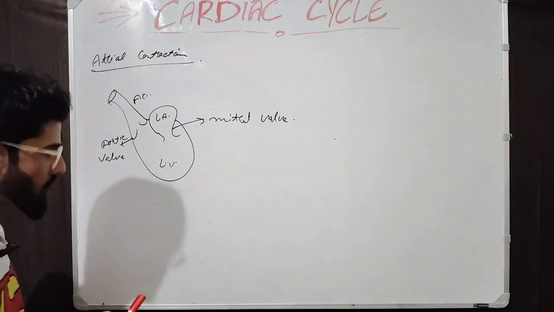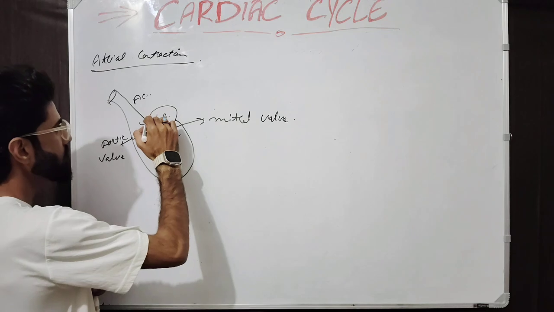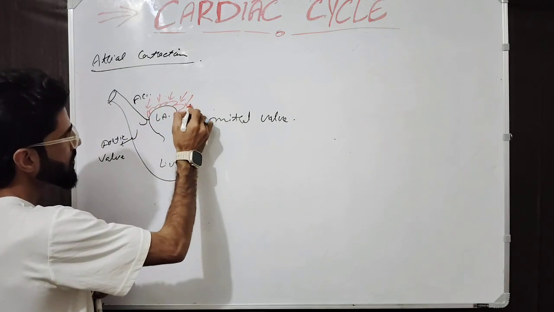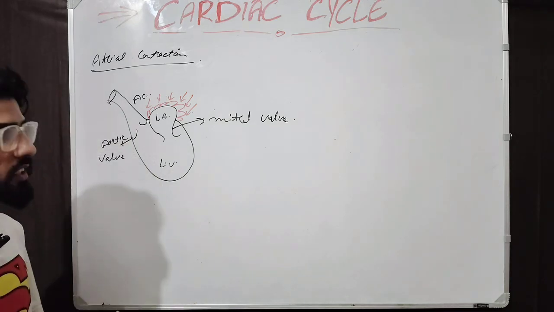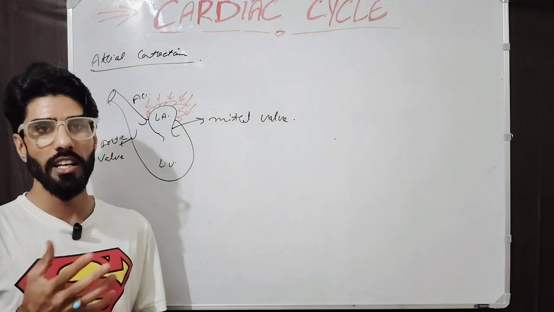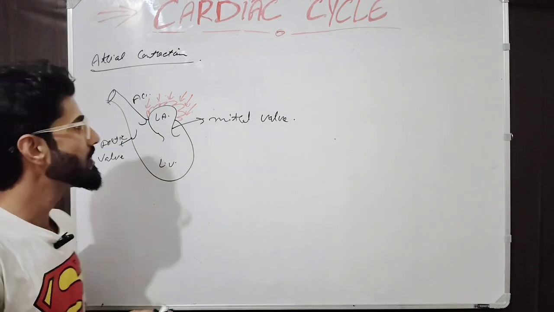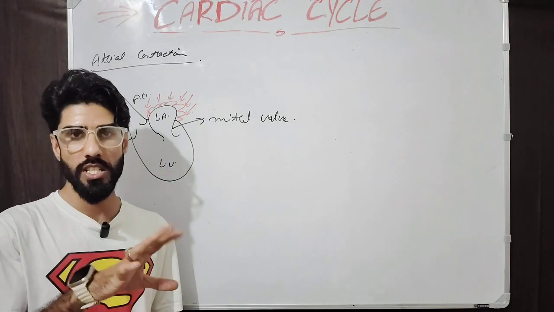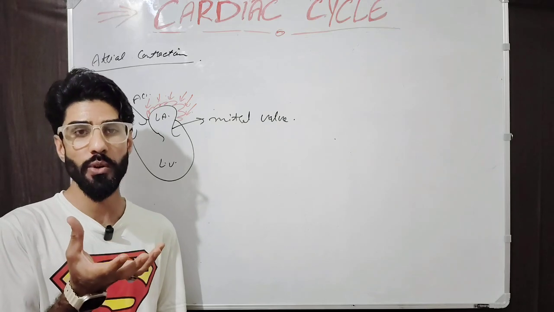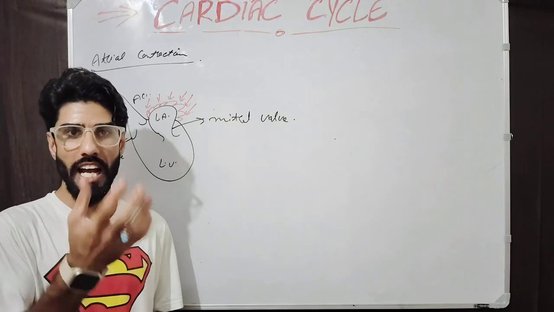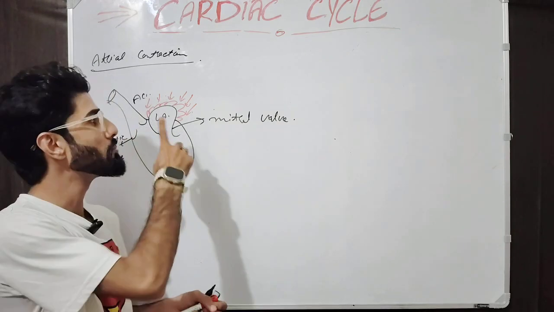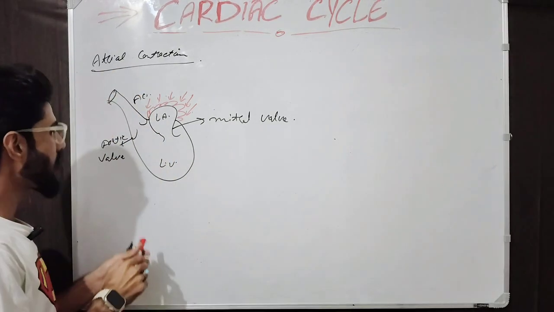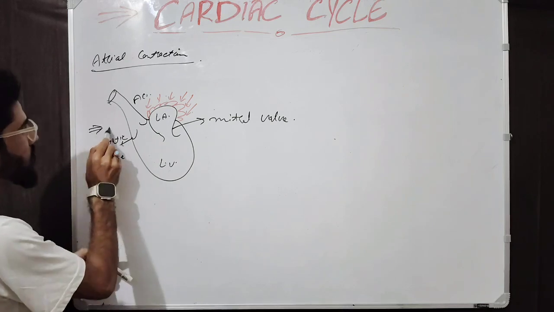Okay, let me draw it with a different color. Left atrium, atrial contraction. It means electrical events will lead to mechanical events. When the SA node fires and sends impulses towards the atria, it will lead to atrial contraction. The electrical event will lead to a mechanical event. So the first event is atrial contraction.